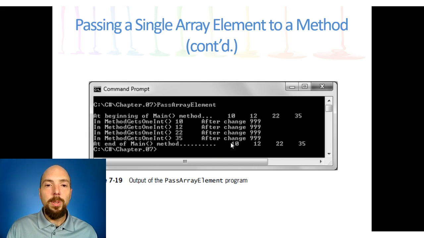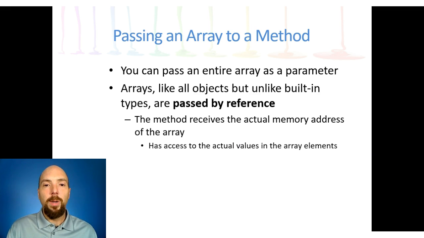Alright, so what happens is if I really do want another method to modify my array, I have to pass the entire array to it. And we do this by what's called reference. Okay, so I can't simply pass 10, 12, 22, 35, or whatever the numbers were, all of them at the same time. I can only pass one value at a time.